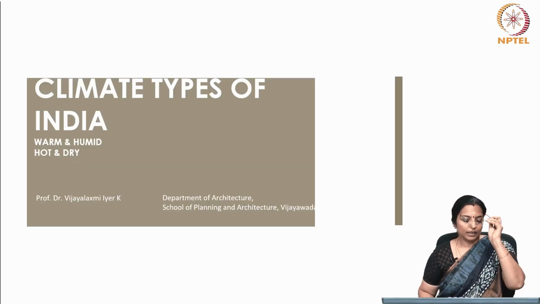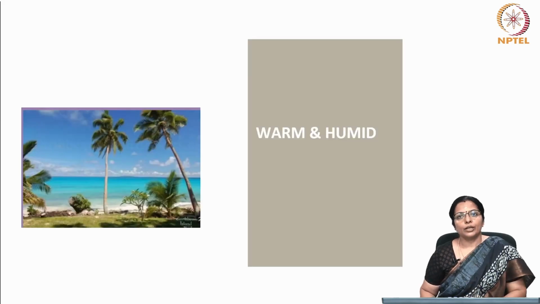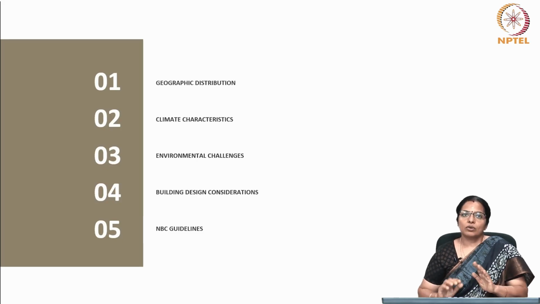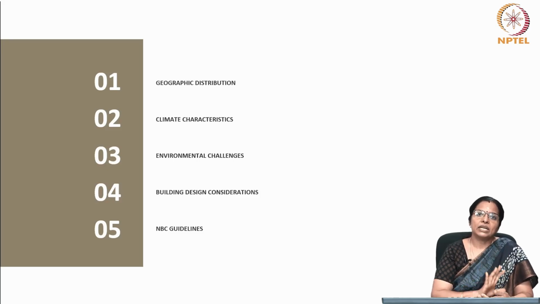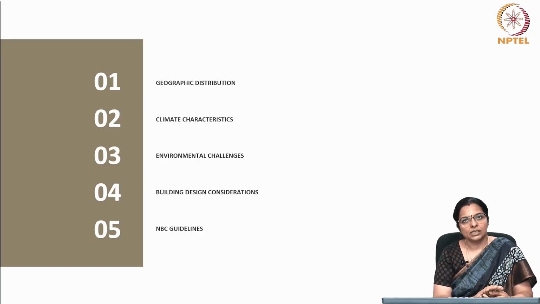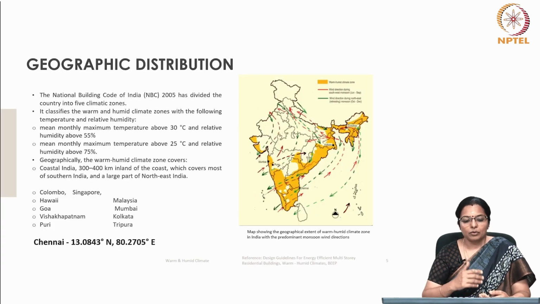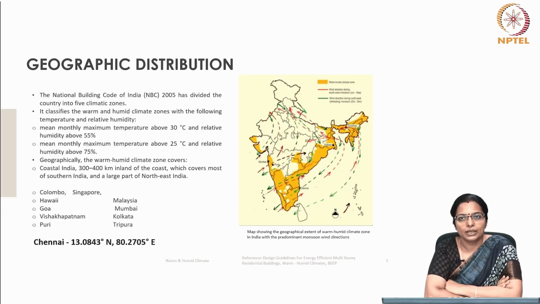First we will start with the warm and humid climate. Under warm and humid climate, we will study its geographical distribution, what the climate characteristics are, what the environmental challenges are in warm and humid climate, and what the broad building design considerations are for this climate. Finally, we will also see what NBC says. First, let us look at its geographic distribution.